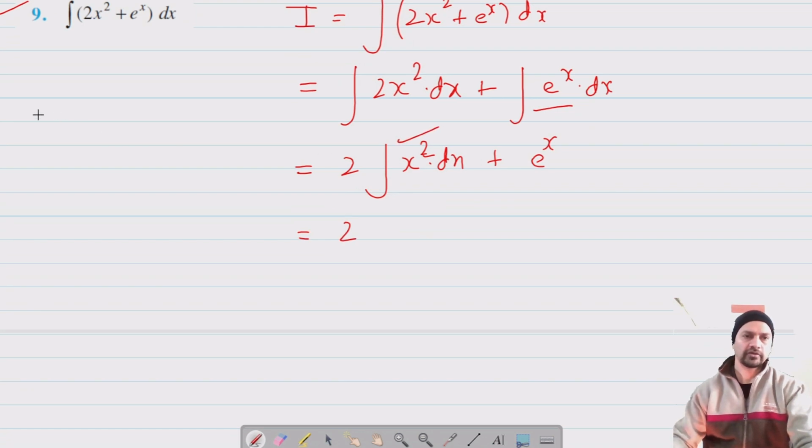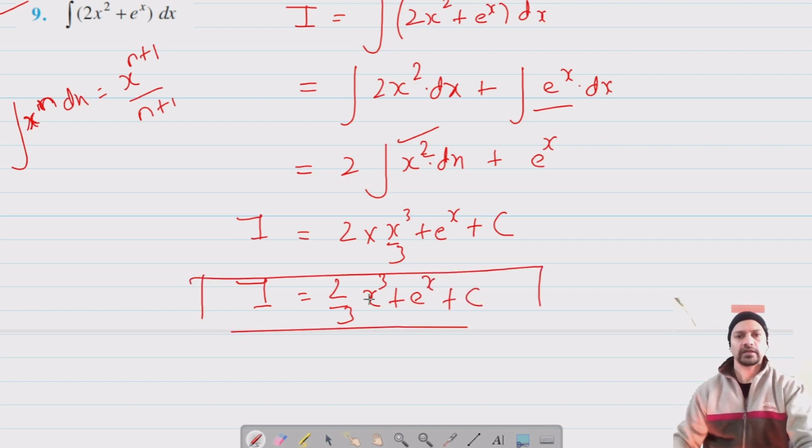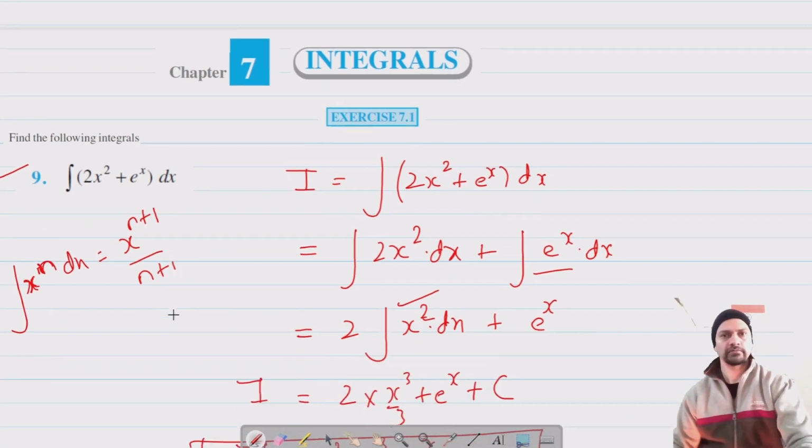And integration of x squared is of the form x raised power n into dx, which is x raised power n plus 1 upon n plus 1. And this will be x cubed by 3 plus e raised power x with the constant. Now this can be written as 2 by 3 x cubed plus e raised power x plus c. And this is our answer for question number 9.